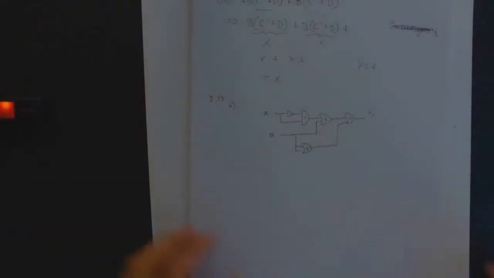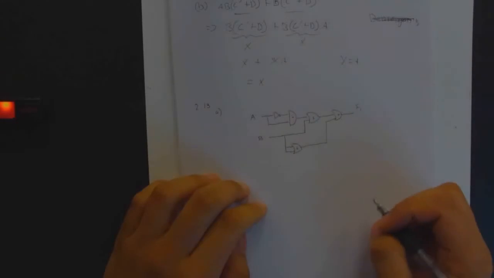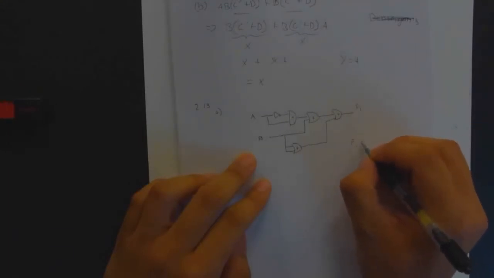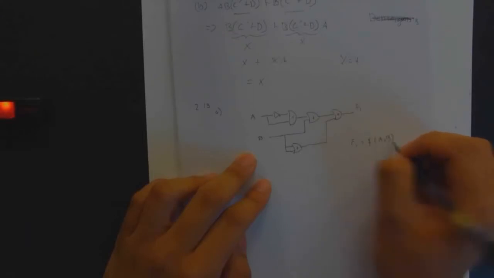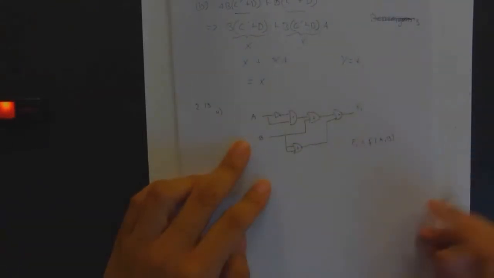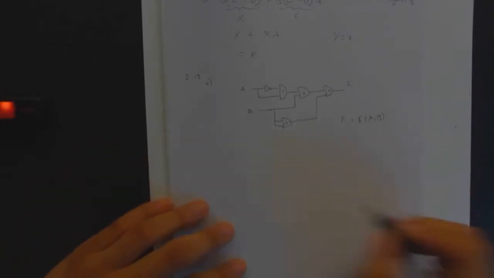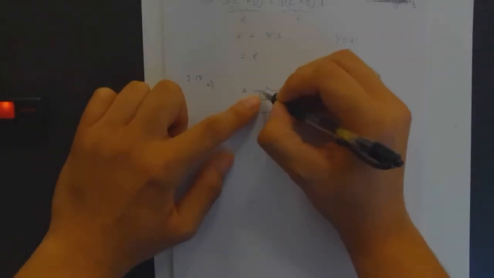Alrighty. So this is 2.13a. So the first thing you're going to want to do when you start analyzing these problems is what are your inputs, what are your outputs, right? So when we're done with this problem, we should have something in the form of f1 is equal to some function of a and b, right? These two inputs. Now, of course, this function is going to be a Boolean function. So how do we start actually looking at what that Boolean function is going to look like? So the best thing to do is to just follow along with the signal.